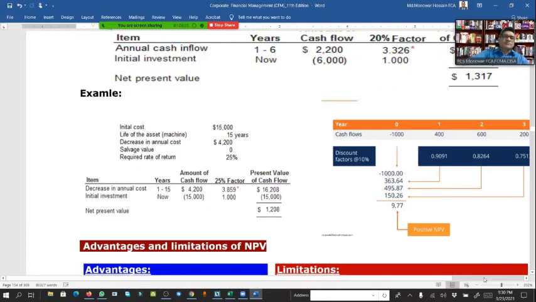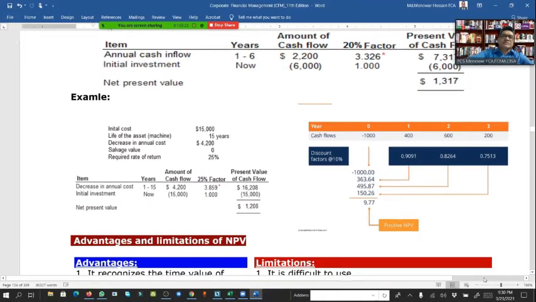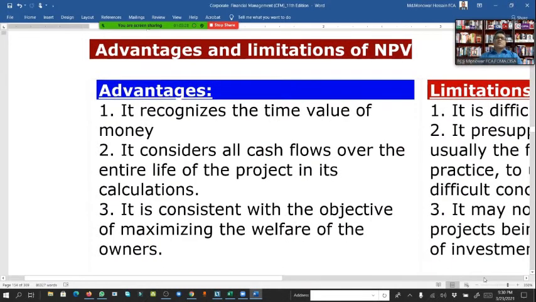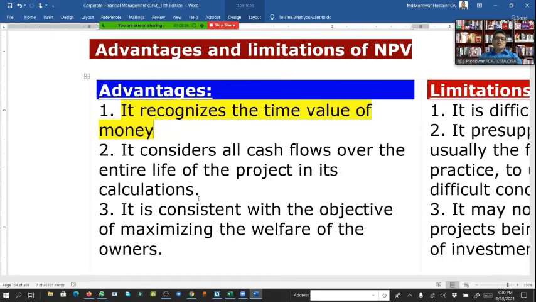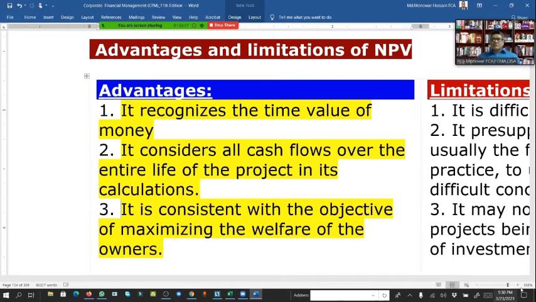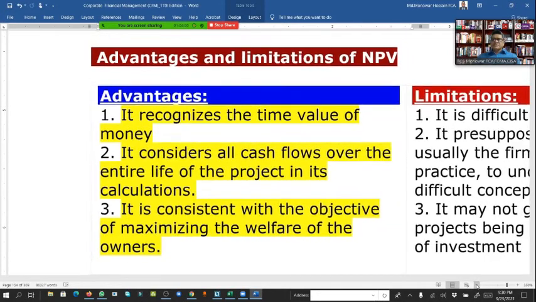So here is another one, in the same way as we discussed above. It has some advantages of NPV. What are they? It recognizes the time value of money. It is the fundamental and right thing. It considers all cash flows over the entire life of the project in the calculation. It is consistent with the objective of maximizing the welfare of the owners or the organization. If positive, the more positive, the more we take that project.